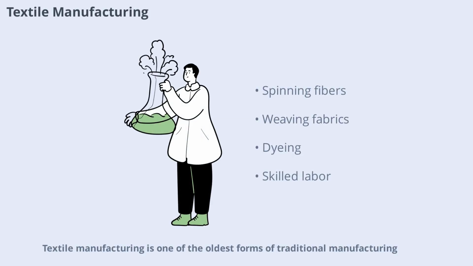Textile manufacturing is one of the oldest forms of traditional manufacturing. Factories spin fibers into yarn, weave fabrics, and dye materials to create clothing and other products. This industry relies on skilled workers and specialized machines, blending tradition with innovation to meet changing fashion trends.